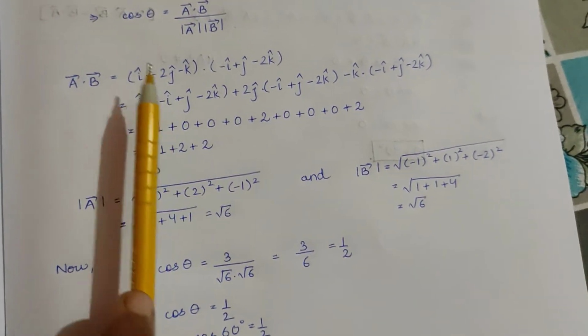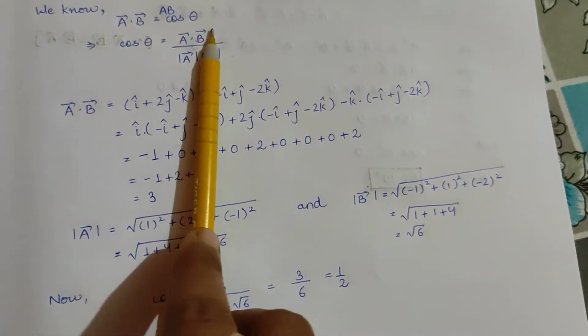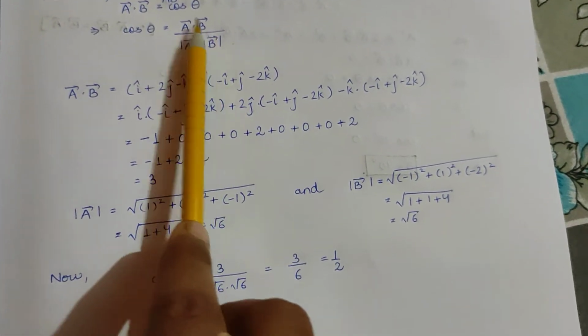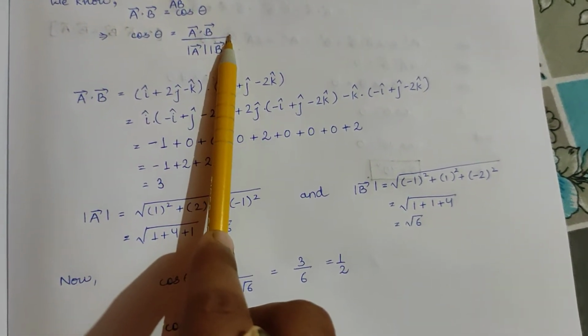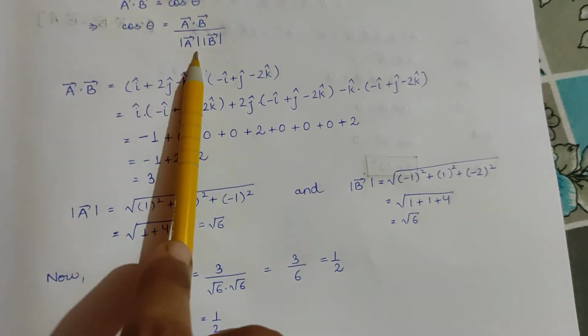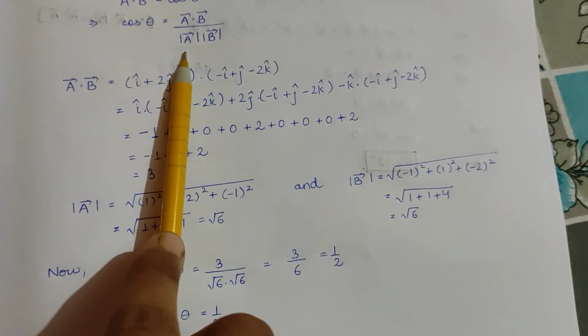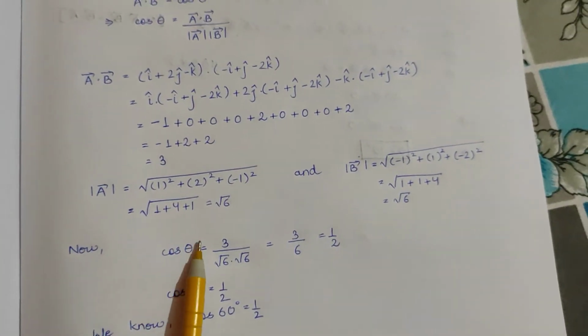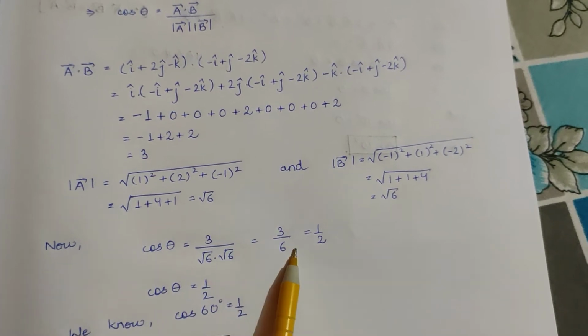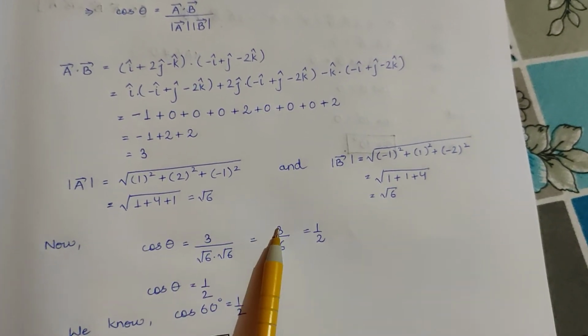Now we have to find cos theta by this rearrangement, so we will simply put the values in it. We have found vector A dot vector B, and we have found the magnitude of vector A and the magnitude of vector B. So we put the values here. Under root 6 into under root 6 will give us 6, and we have 3 in the numerator.